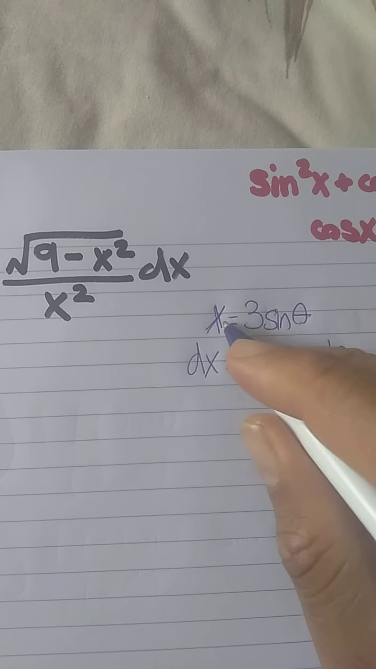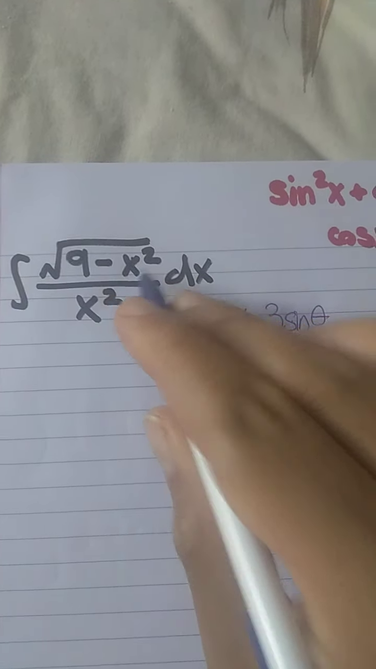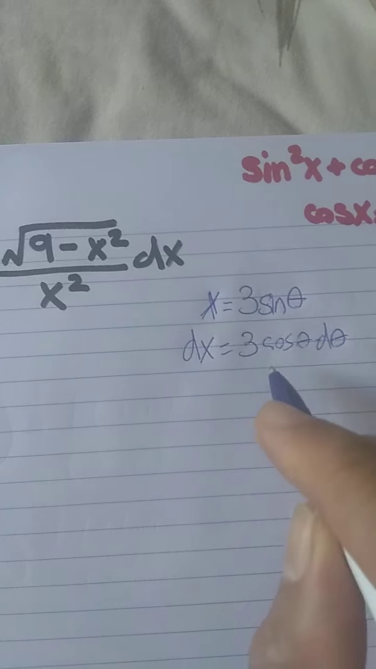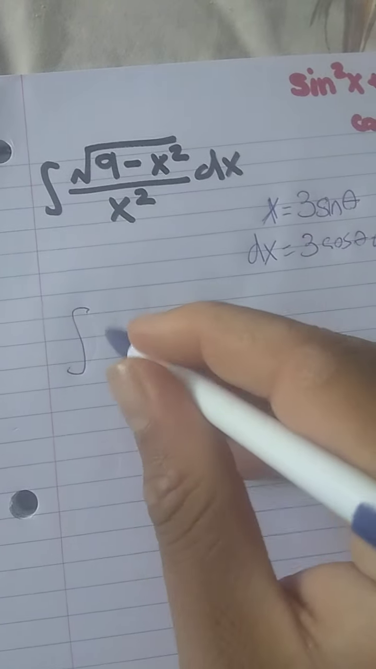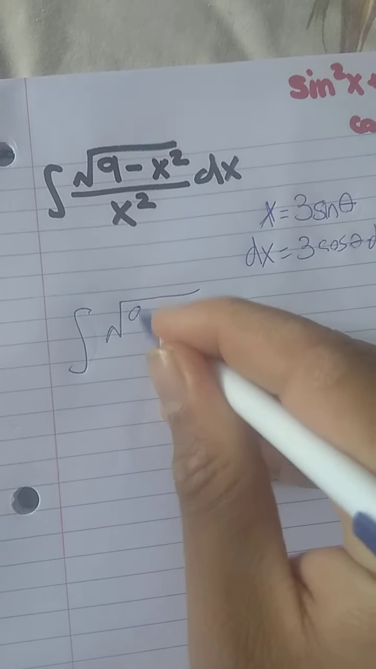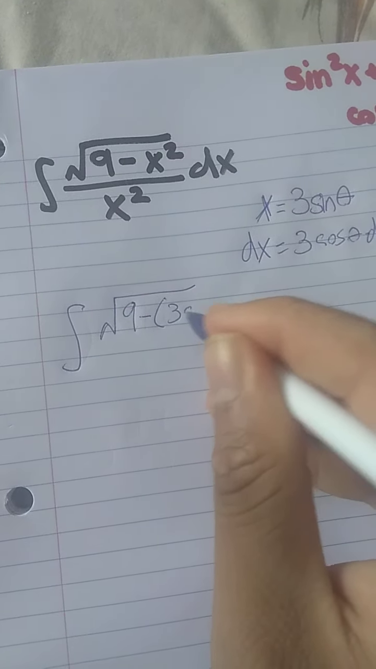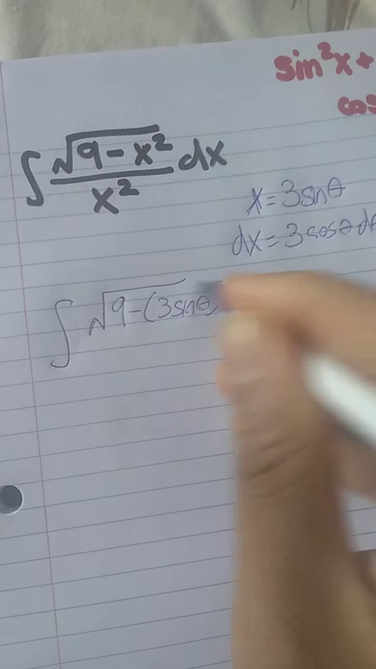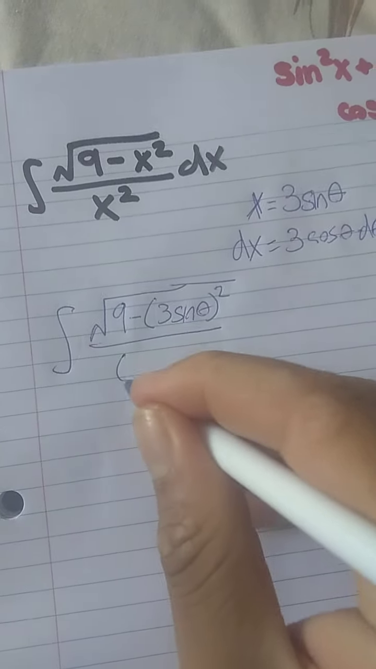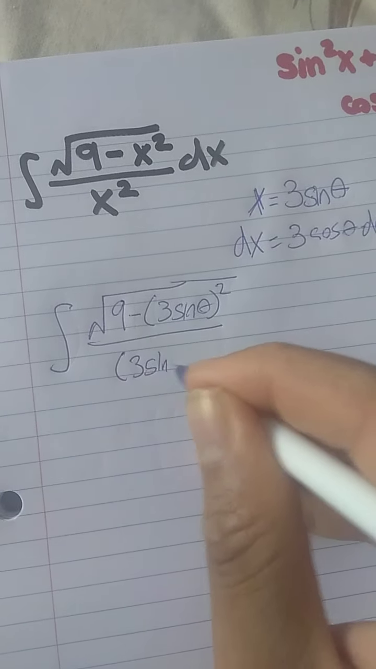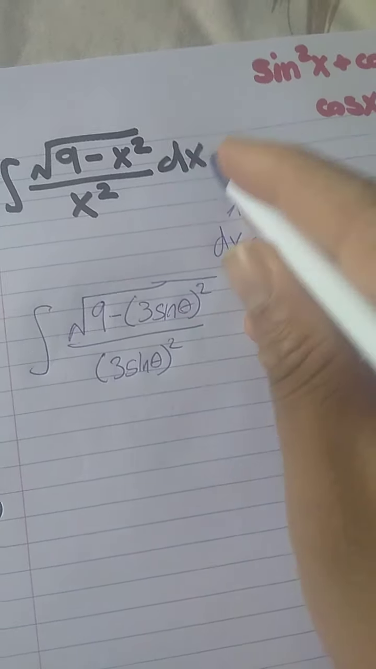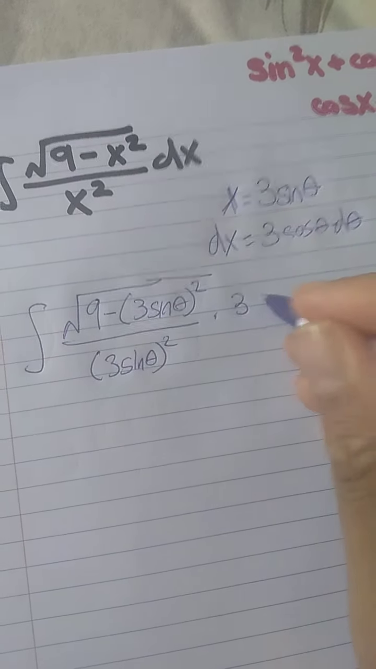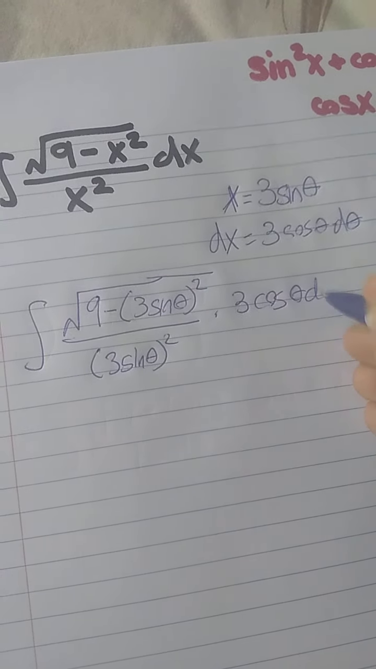So now we're going to go ahead and do some substitution. We're going to plug this into this, and this into here. You'll see it'll become more intuitive as it plays out. So 9 minus 3 sine theta squared all over 3 sine theta squared, and then dx is going to be 3 cosine theta d theta.